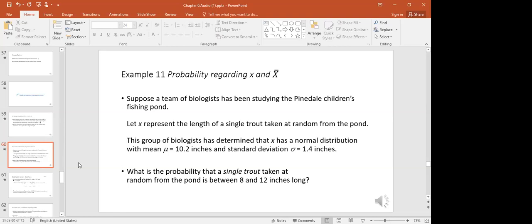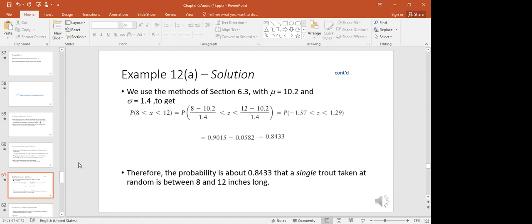What is the probability that a single trout taken at random from the pond is between 8 and 12 inches? So this is a question about a single trout. So it is about the random variable itself, X. What is the probability that X is between 8 and 12? You can either convert this to standard form and read the table or use your calculator. I advise you to use your calculator at this point with a mean of 10.2 and a standard deviation of 1.4.